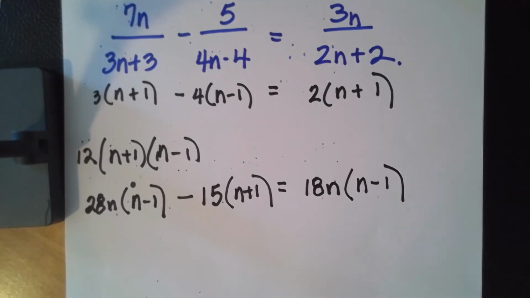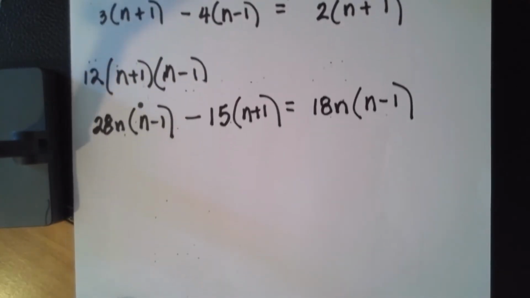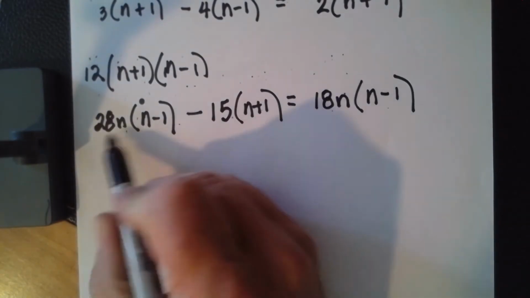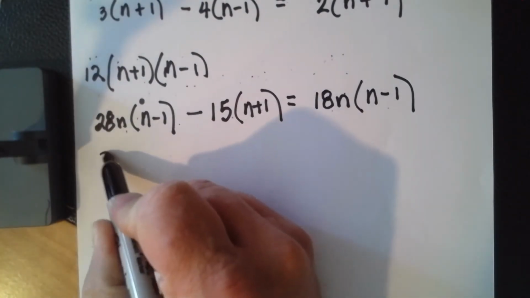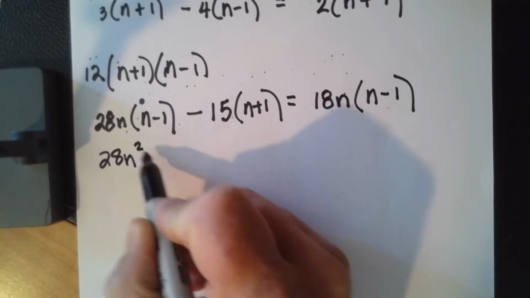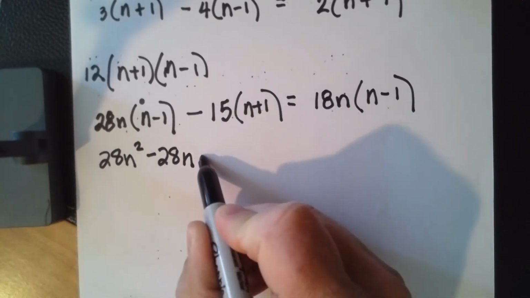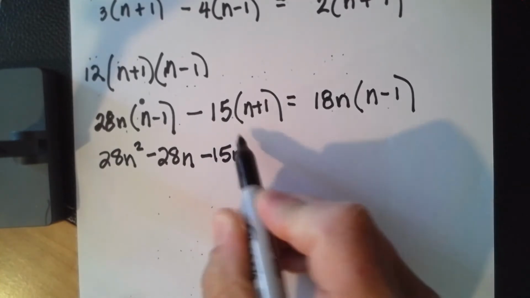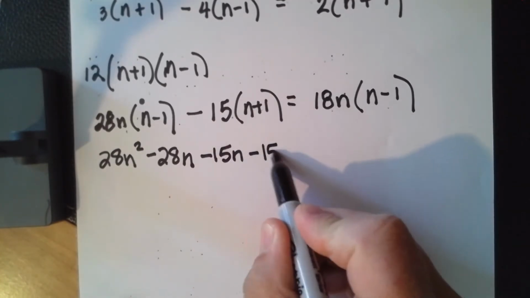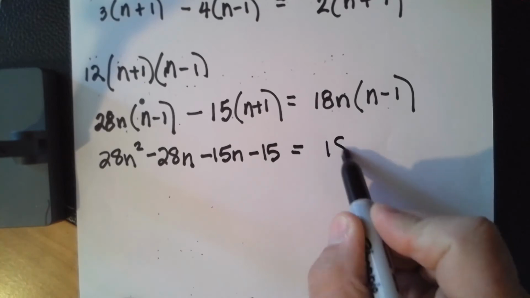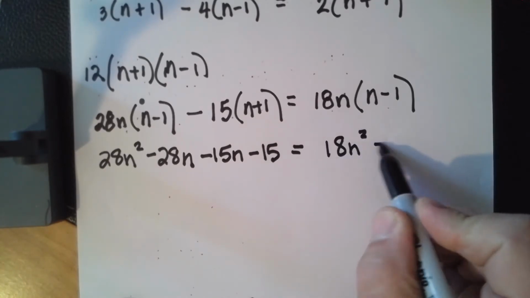That's what's left. By multiplying by the lowest common denominator, I cleared completely that whole fraction. So now I just got to solve this with my algebra skills. Okay, so let me move this up, and let's go ahead and do this. 28n times n would be 28n squared minus 28n. I'm just going to keep doing this. Minus 15n. I'm just distributing everything in. Minus 15 equals 18n squared minus 18n.